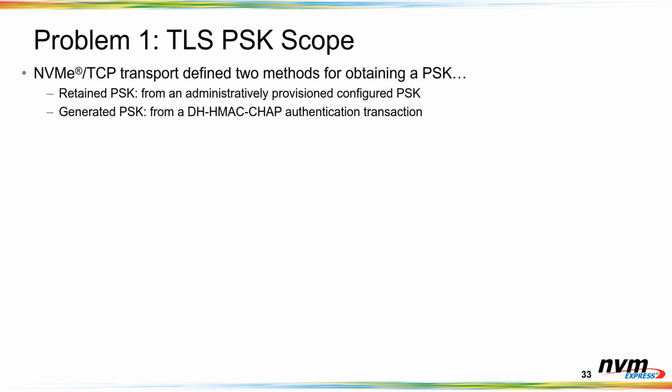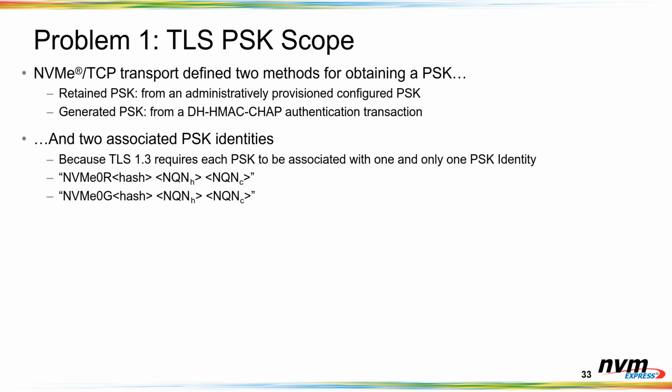So in NVMe TCP transport, we define two methods for obtaining a PSK. One is what we call the retained PSK, from an administratively provisioned configured PSK. So an administrator just manually sets up a PSK on a host and a subsystem. We call that a retained PSK. But then David also said, oh, we can generate a PSK from the DH-HMAC-CHAP authentication transaction. And so we call that one a generated PSK. So we have these two ways in which we can define a PSK between a host and a subsystem.